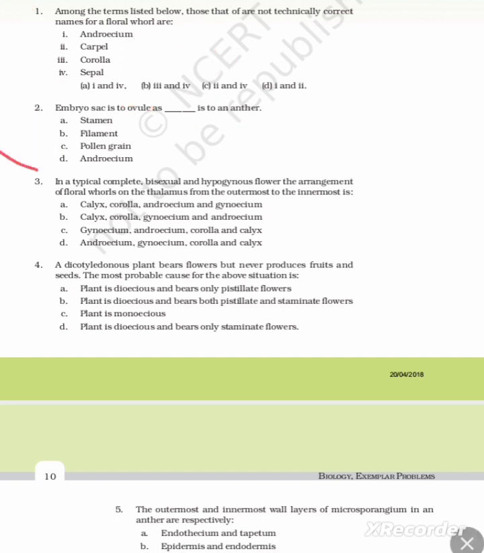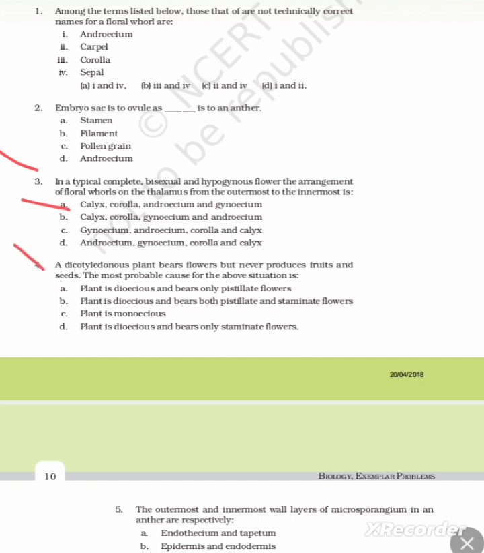In the third question, in a typical complete bisexual and hypogynous flower, the arrangement of floral whorls, as I said, on the thalamus from outermost to innermost, the whorls are arranged as calyx, corolla, androecium and gynoecium.